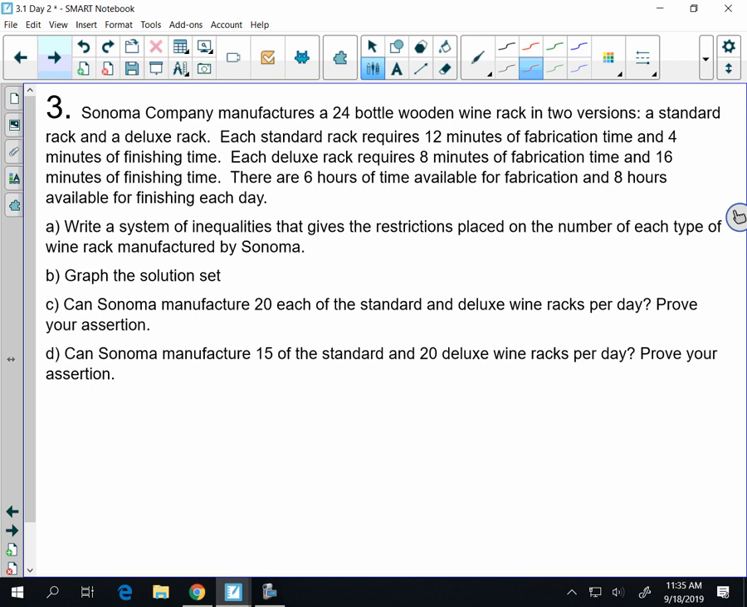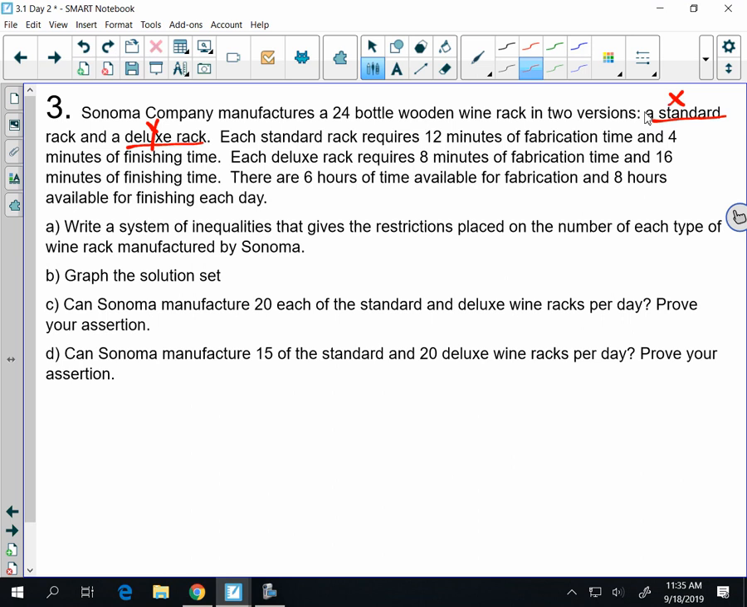So again, with story problems, we have to think about what our variable is, right? And I feel like our variables are standard rack and deluxe rack. Does it matter which one you call X and which one you call Y? I don't think so. But I would say I'm going to let X equal the number of standard racks and Y equals the number of deluxe racks.